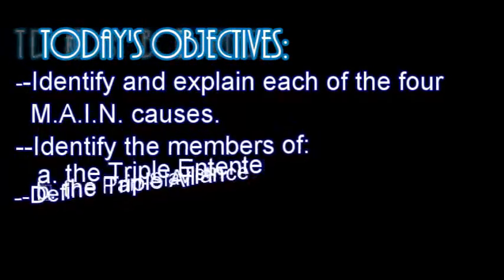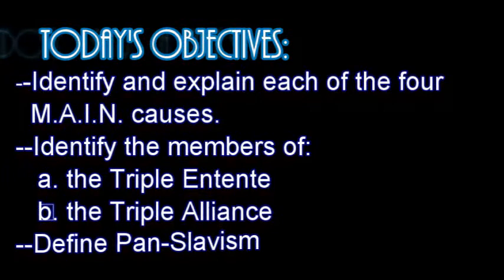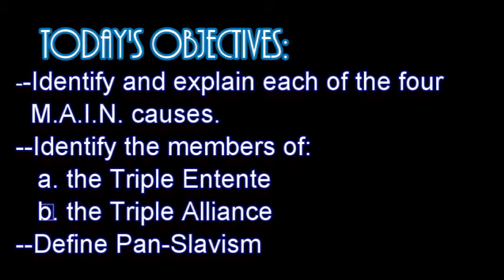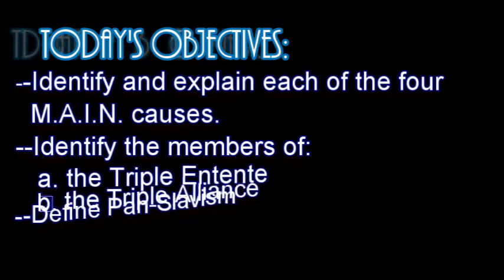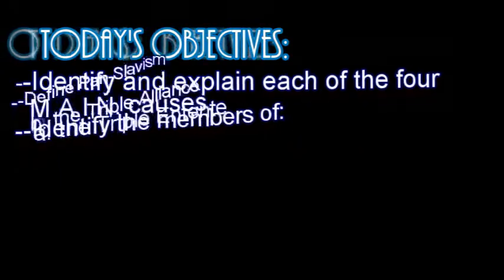So to begin looking at this, we're going to start with some pretty simple objectives today. We're going to look at identifying and explaining each of the four main causes, and when you see a word like that, you know that that's an anagram, so each letter stands for a word. We're going to be able to identify the members of the alliance structures, the Triple Entente, the Triple Alliance, and we're going to be able to define Pan-Slavism. So if you need to go back, you can pause it, and you have more time to write those items down.